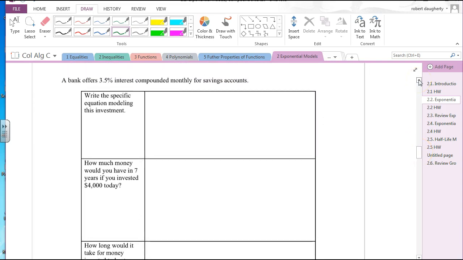A bank offers 3.5% for their monthly savings accounts. That would be a huge interest rate for a savings account today. It's probably more like 0.035 if you get interest today. Write the specific equation that will model this. So we just learned that equation a minute ago. A equals P times (1 plus r over n) to the nt. And again, that formula will be given to you on your test. You just need to know how to apply this, okay?